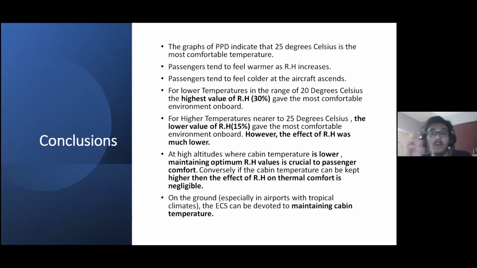Okay, for lower temperatures in the range of about 20 to 22 degrees Celsius, what relative humidity should you be having? 30% gives the most comfortable environment on board.